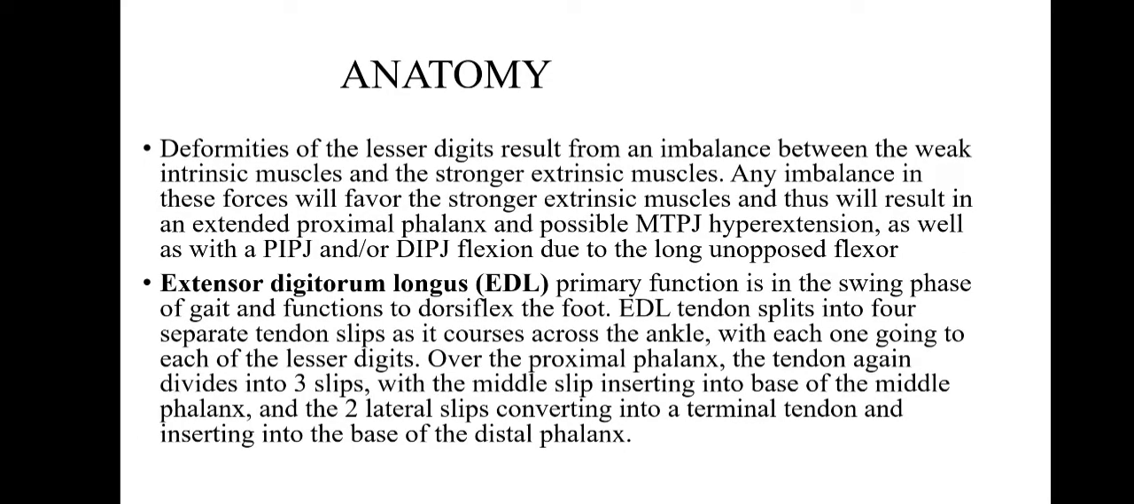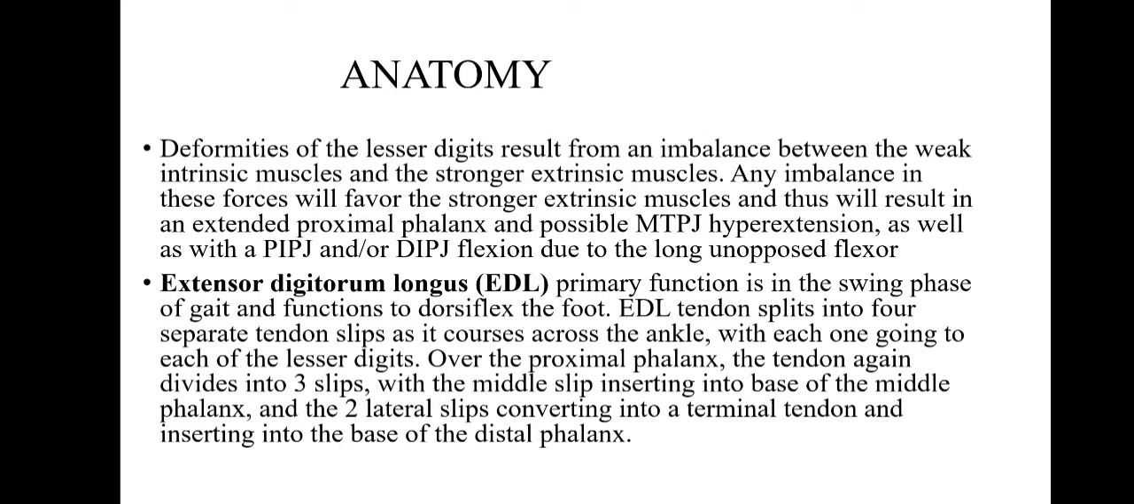Anatomy. Deformities of the lesser digits result from an imbalance between the weak intrinsic muscles and stronger extrinsic muscles. Any imbalance in these forces will favor the stronger extrinsic muscles and thus will result in an extended proximal phalanx and possible MTPJ hyperextension, as well as PIPJ and/or DIPJ flexion due to the long unopposed flexion.